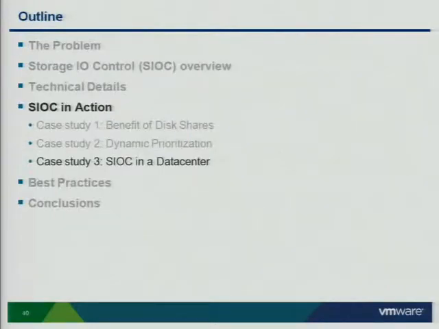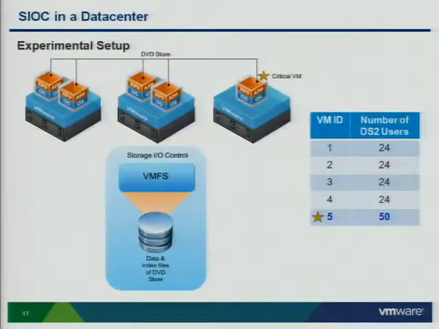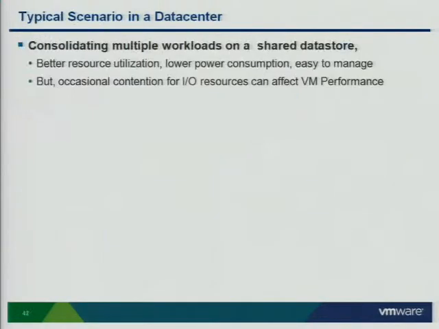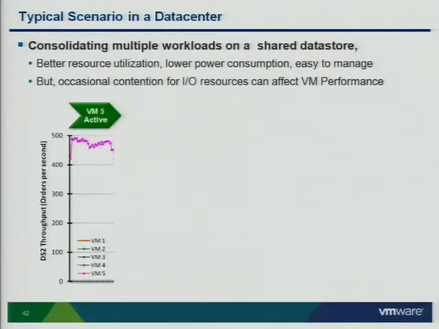What does this mean to you, VI admins? This is the third experiment that I'll be discussing, and the experimental test bed was similar to the test bed that I explained in test case 2. Without storage I/O control, when I was running the critical VM by itself, performance was pretty good. The critical VM was happy. It was running at somewhere around 500 orders per second. This is the application throughput.